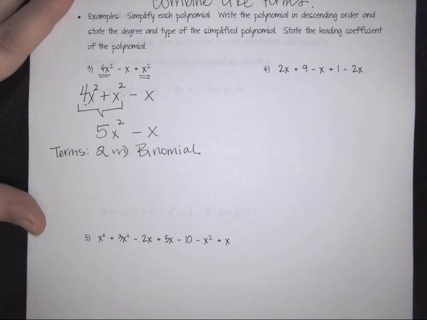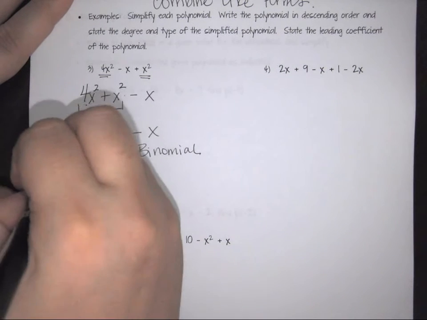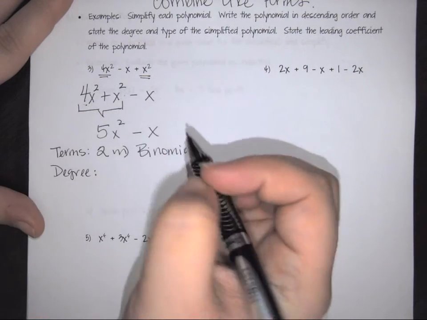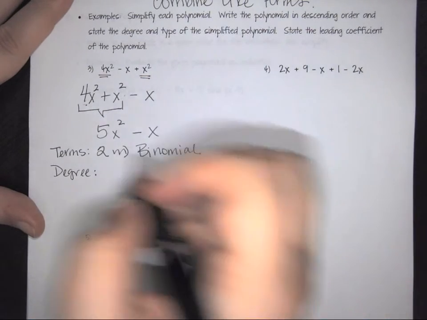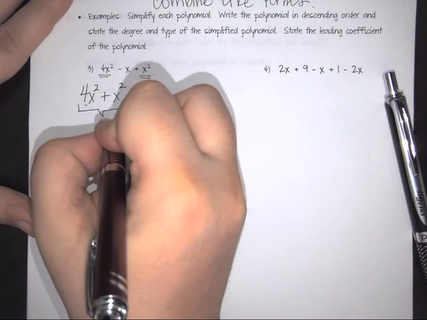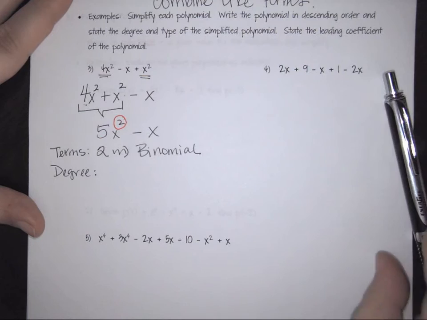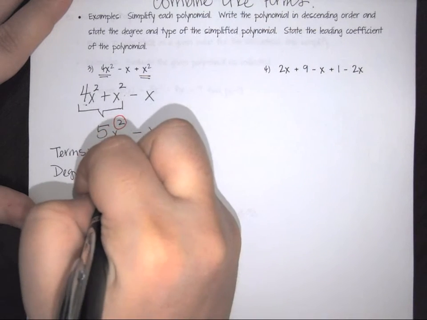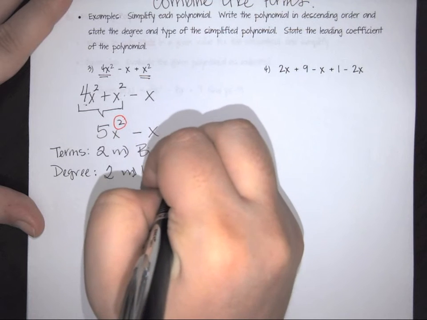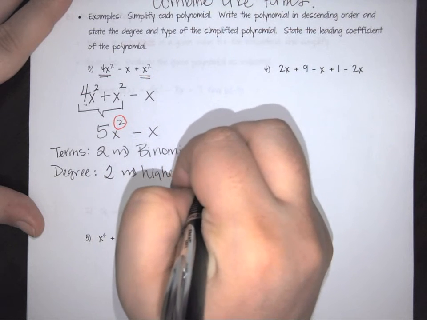Now, the other thing that we have to do is we need to find the degree. So my degree is again my highest power. And so my highest power is going to be this power right here of my first term. And so here my degree is 2. And the reason for that is because this is your highest power.